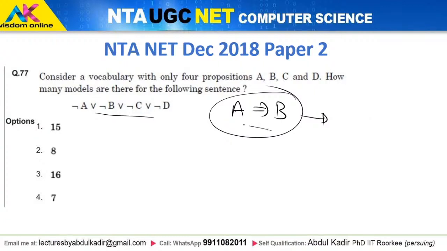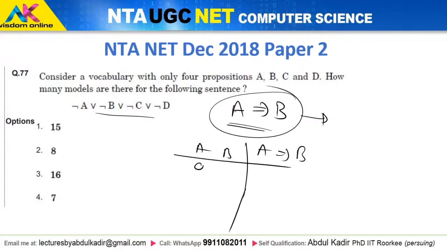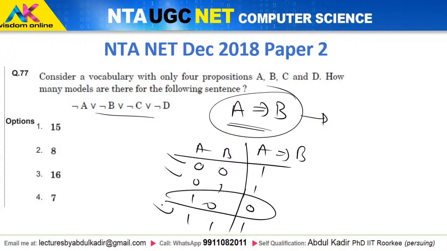You can try this question, let me answer. If you remember the truth table of A implies B, then A implies B is basically true everywhere except in one case. In that one case it is false, in all other cases it is true.